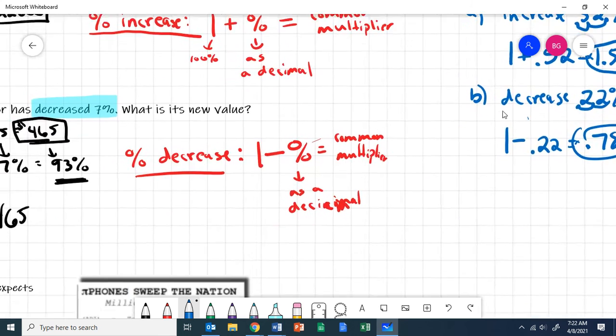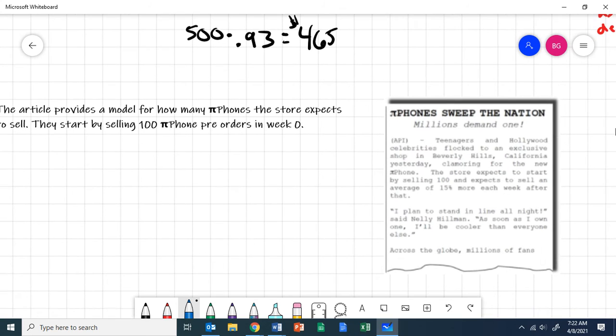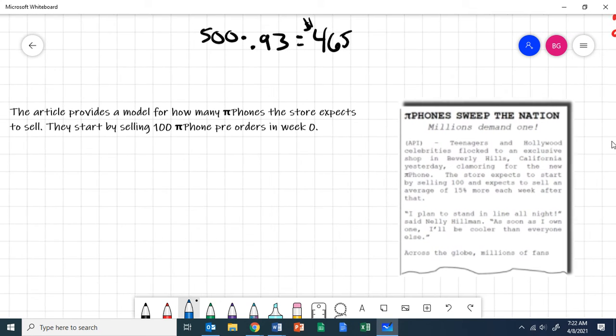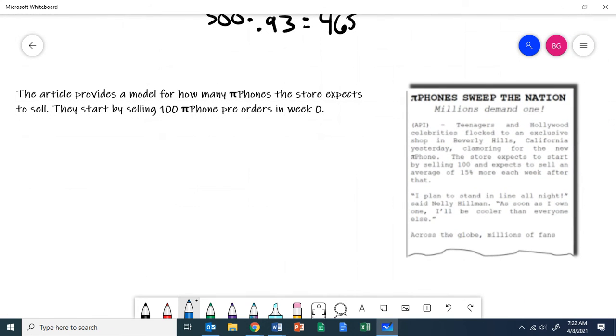All right, so here we go. Let's go into a word problem here. The article provides a model for how many PiPhones the store expects to sell. They start by selling 100 PiPhone pre-orders in week 0. So we're going to keep that in mind.